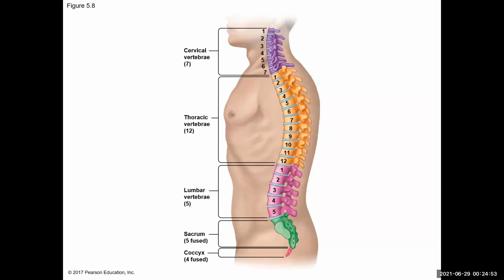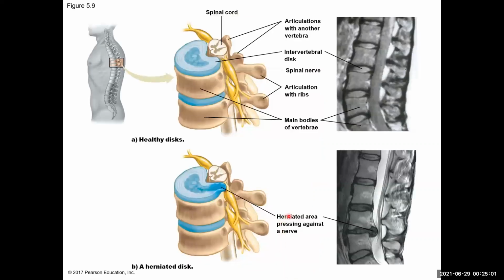Now we can also get issues with our vertebrae, especially with our intervertebral discs, where you get what's called a herniated disc. So this is an image of healthy intervertebral discs that are in between each vertebra. You notice with this image here, the intervertebral discs are in place. They're not pushing against the spinal cord, which is shown here.